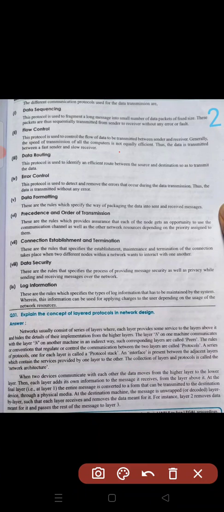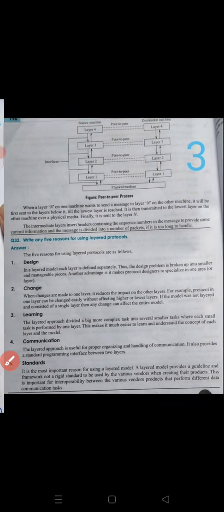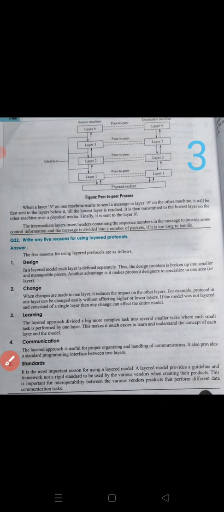So such that layer receives and removes the data meant for it. So layer 2 removes data meant for it and passes the rest of the message to layer 3. As you observe the figure here, this can be called as what?